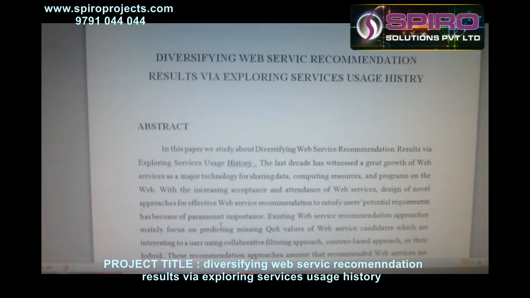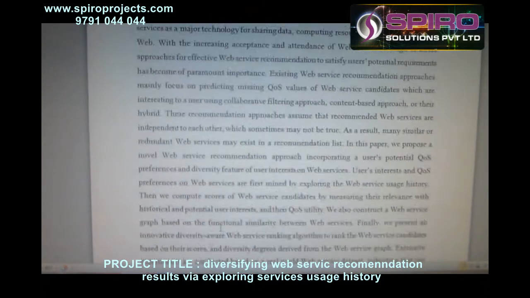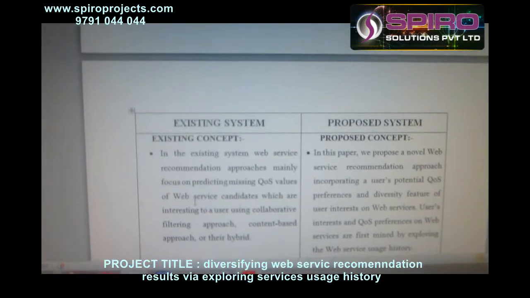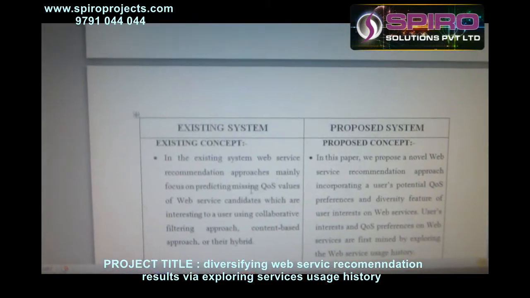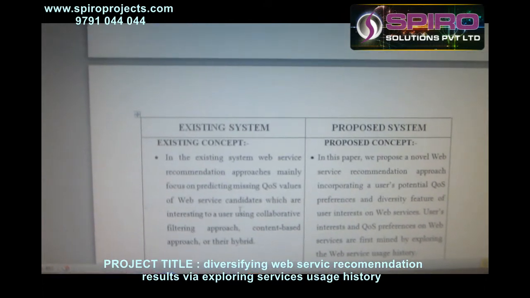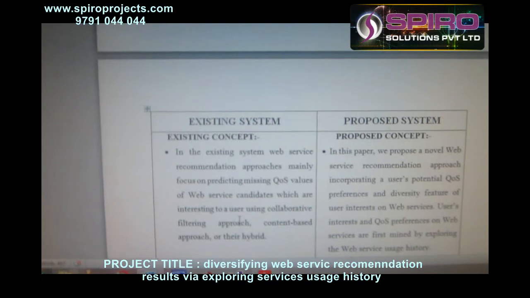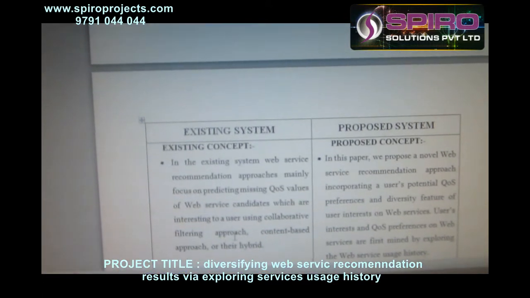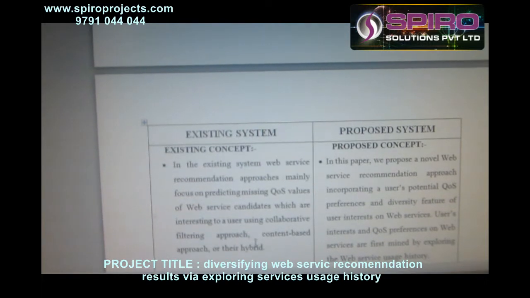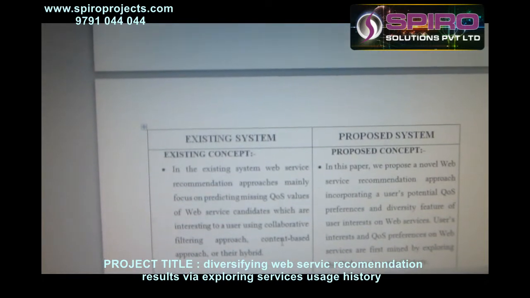Let's see the difference between the existing and the proposed concept. In the existing system, web service recommendation approaches mainly focus on predicting missing quality of service values of web service candidates which are interesting to the user, using collaborative filtering approach, content-based approach, or the hybrid. Hybrid means a combination of both the filtering and the content-based approach.